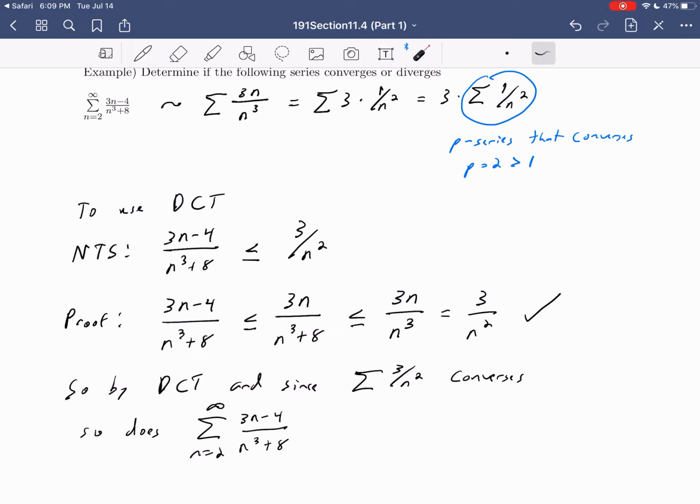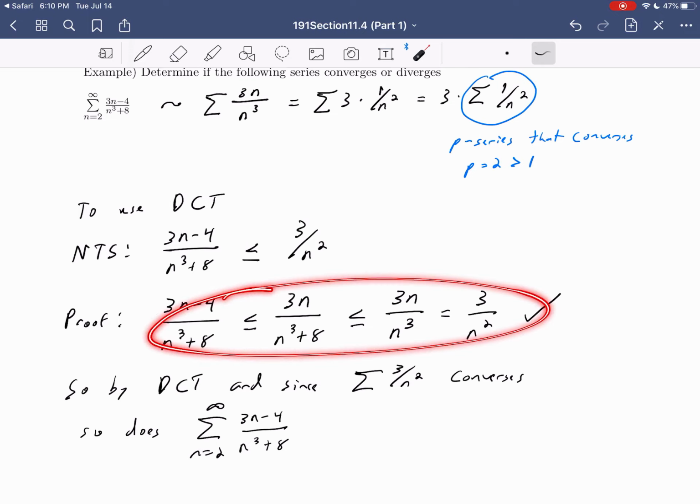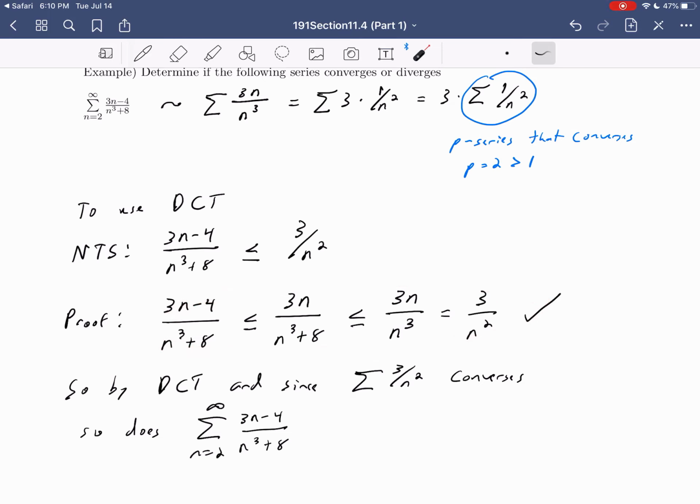Okay. As we mentioned, in just a few moments we're going to talk about another type of comparison test, which is even easier because it avoids having to do this sort of string of inequalities. But my last couple examples of direct comparison focus on one thing that direct comparison is really good for. The best thing direct comparison is used for is when you are working with bounded functions. So let's take a look at that.